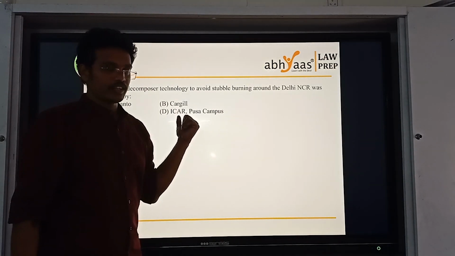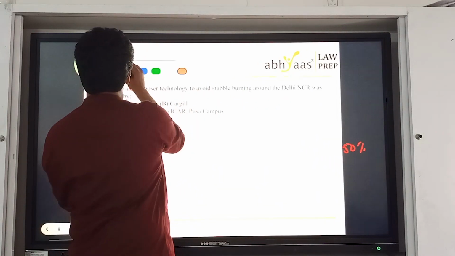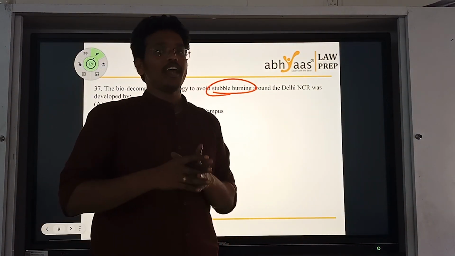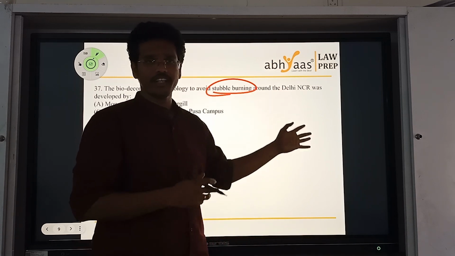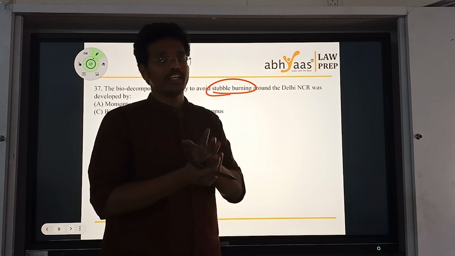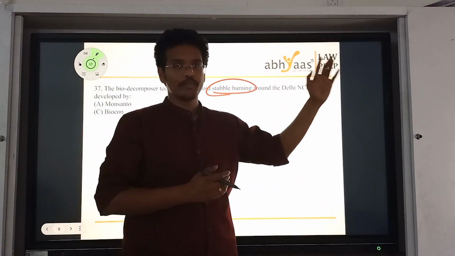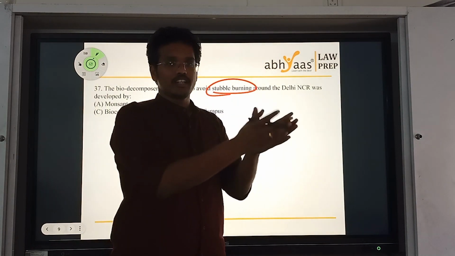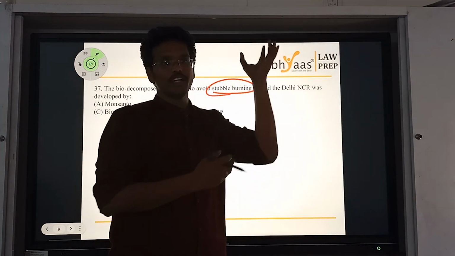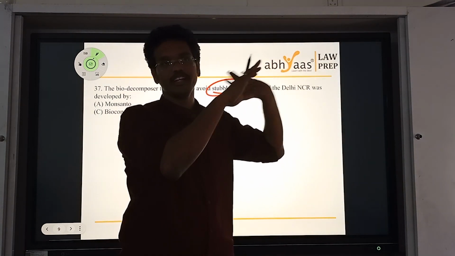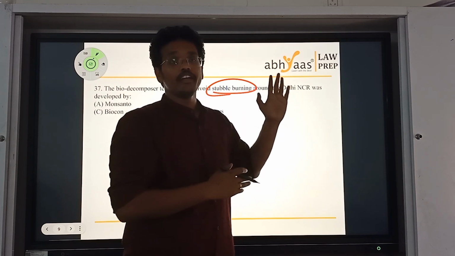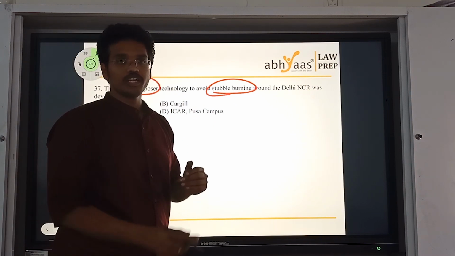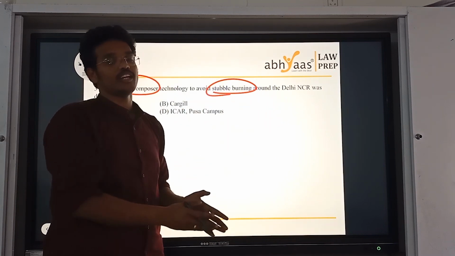Now the biodecomposer technology to avoid stubble burning, which is a major issue in North India around the Delhi NCR. We know that Delhi is a highly polluted place in India. The reason for the pollution in Delhi is not only Delhi, it is also Punjab and Haryana. Farmers in Punjab and Haryana simply burn the residue after harvesting. That residue releases a lot of small particles into the atmosphere, and the smoke comes to Delhi and settles there. This is the reason why there is a lot of pollution in Delhi. To solve this issue, one organization has created a biodecomposer so that smoke is not released directly. It will reduce the pollution levels in Delhi.